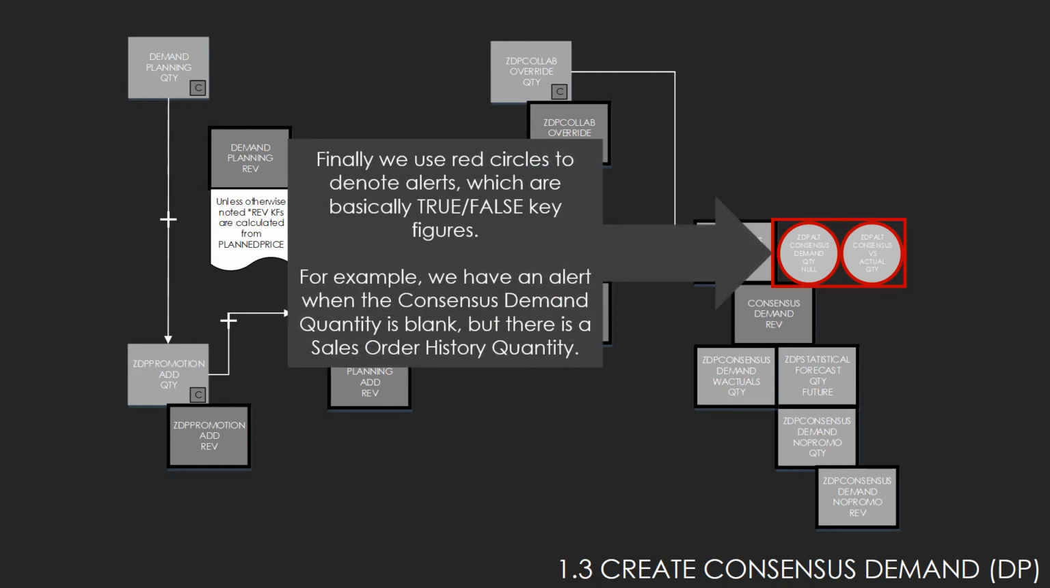Finally, we use red circles to denote alerts, which are basically true-false key figures. For example, we have an alert when the consensus demand quantity is blank, but there is a sales order history quantity.